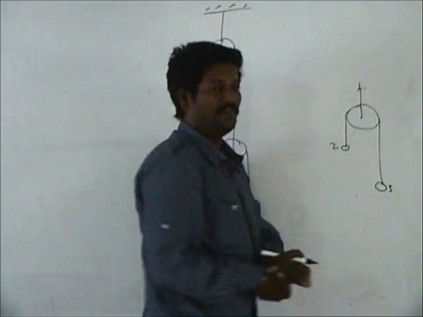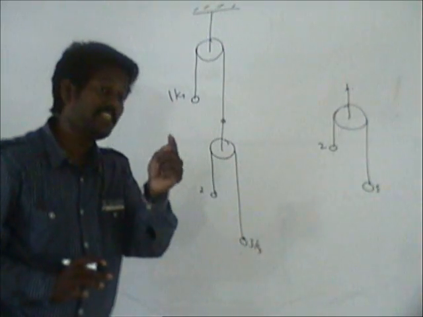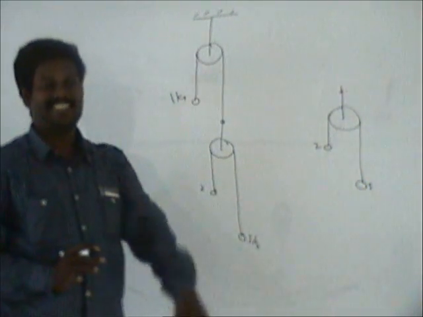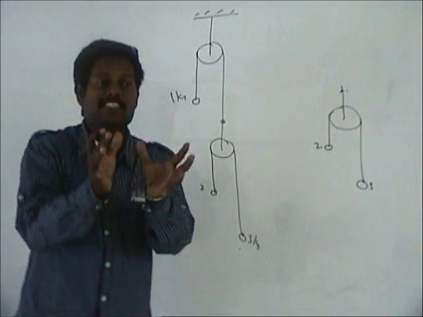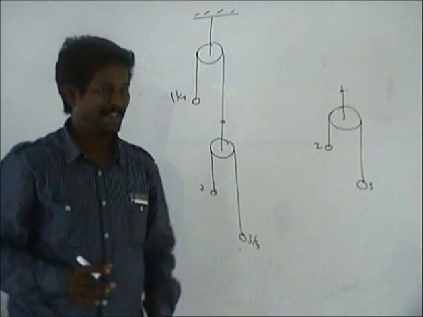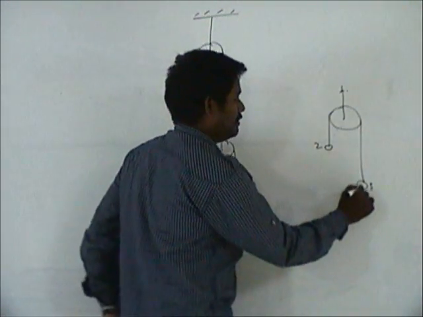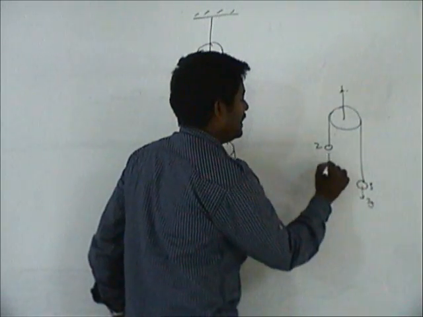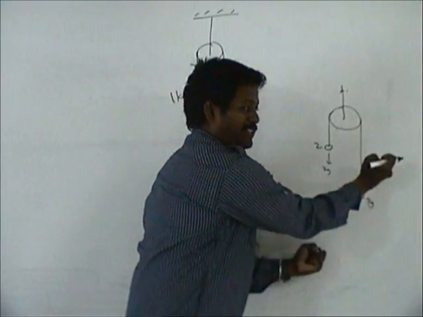Tension is the internal force on the system, whereas the same tension is an external force on one body. If you consider one body, it is an external force. If you consider the system, it is an internal force. Therefore, on the system, the external forces are 3g and 2g down. This tries to pull down, this tries to pull down.